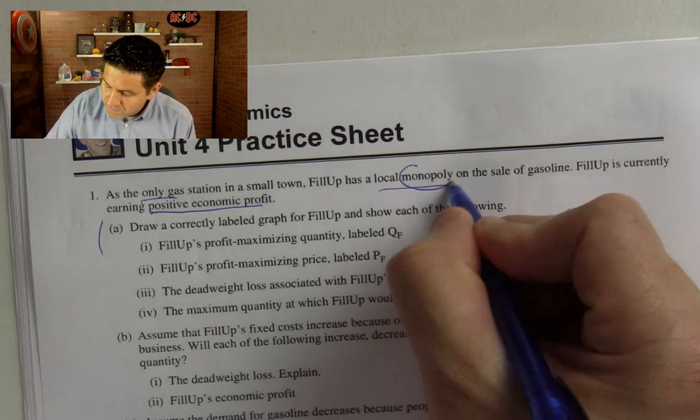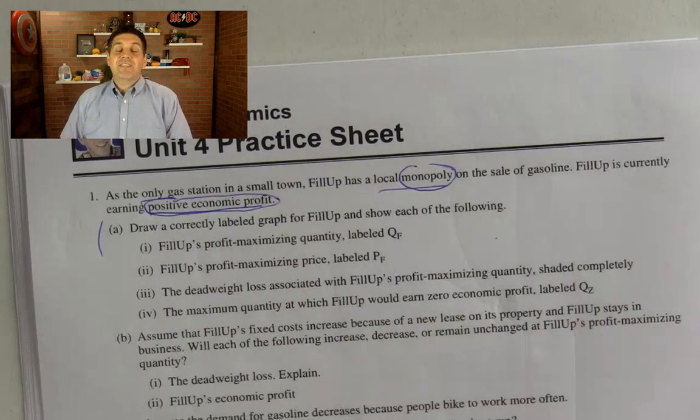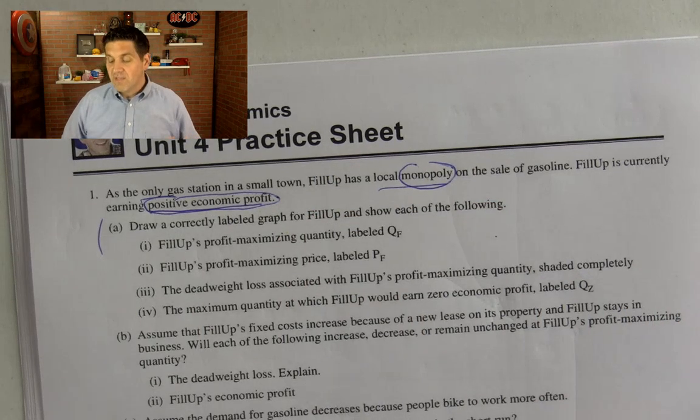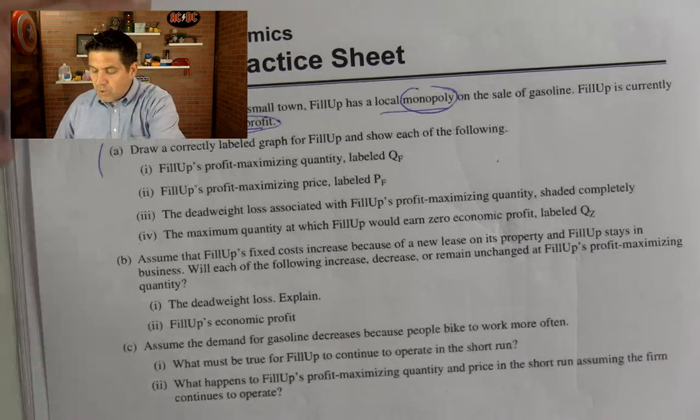It's a monopoly, that's important, and they're earning positive economic profit. That's what you need to know for the graph. That's all. I can draw a monopoly if I have those two things. If I have that, cool. I'm going to draw this graph in a second. As you're doing that, let me just talk and let you guys work on that.